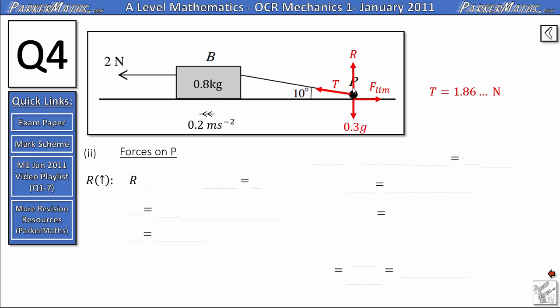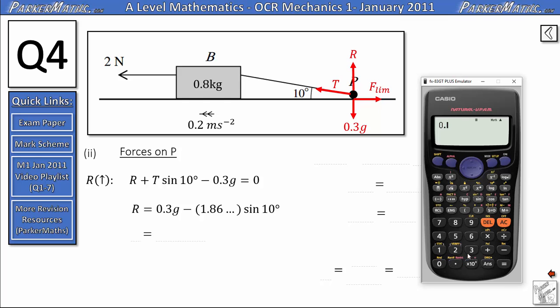R and T are both in the same direction, so they should have the same sign. And in the other direction we've got the weight of 0.3 g. It's not accelerating vertically, so the right hand side will be 0. And if we rearrange to get R, we get R equals 0.3 g minus T sin 10. But at this point we can use our value for T, so we get 1.86 multiplied by sin 10. If we use our calculator to work that out, we get 2.61 and so on.